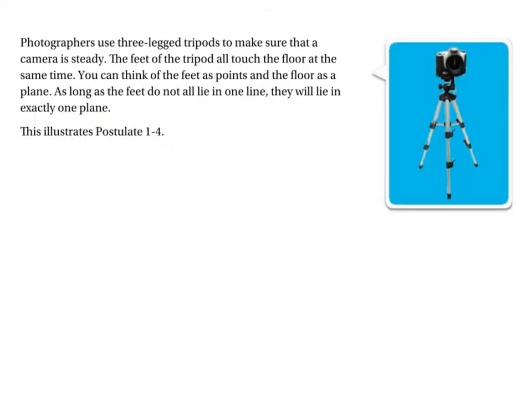So in the real world, there's a great example of this, which is the tripod. Photographers use 3-legged tripods, and 3 is the magic number in this case to make sure that the camera is steady. You will notice that 3-legged items, maybe a stool or a tripod, won't wobble. But if you have a 4-legged chair, you might get a wobble if that 4th leg is not all on that same plane as the other legs.